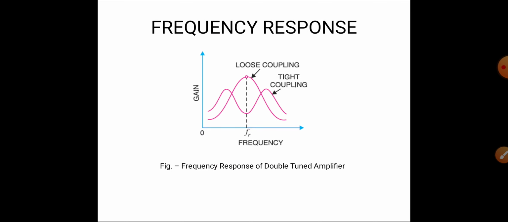Next we'll see the frequency response of the double tuned amplifier. In the frequency response, we have seen already in the single tuned amplifier that the gain is maximum at the resonant frequency of the tuned circuit only. Otherwise, the gain is very low. That is why the single tuned amplifier amplifies only the selected frequency.